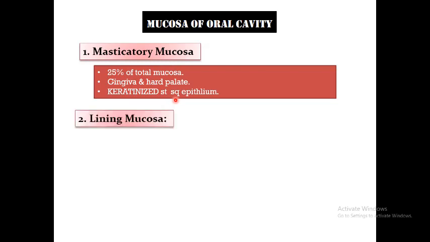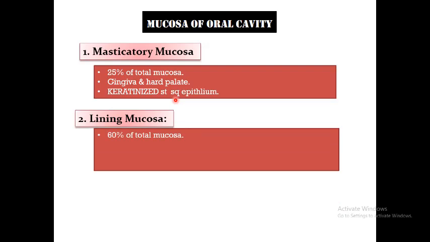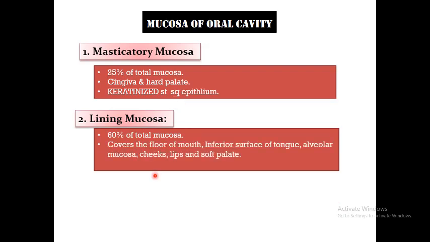While the lining mucosa, which lines the soft parts of the oral cavity, is about 60% of the total mucosa. So it covers the floor of the mouth, the inferior surface of the tongue, not the superior surface, the alveolar mucosa, cheeks, lips, and soft palate. This is non-keratinized stratified squamous epithelium.